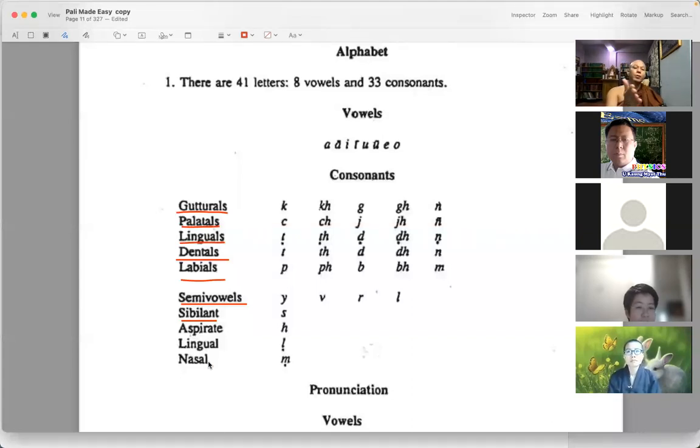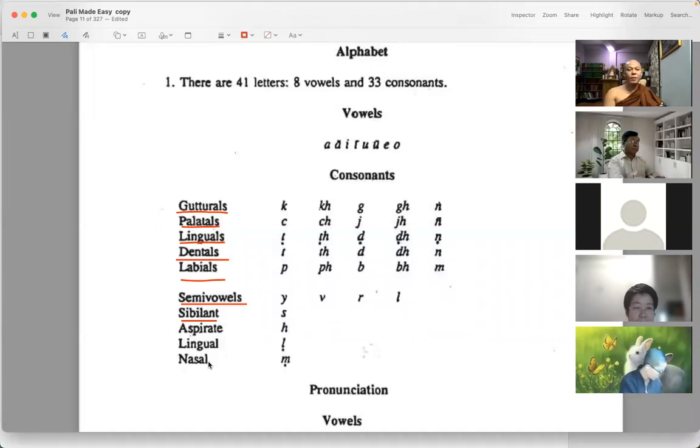So that is based on this group. So here, gatra means throat. So those alphabets, the consonants: ga, ka, ga, ga, nga. The first one, okay, ga, ka, ga, ga, nga.